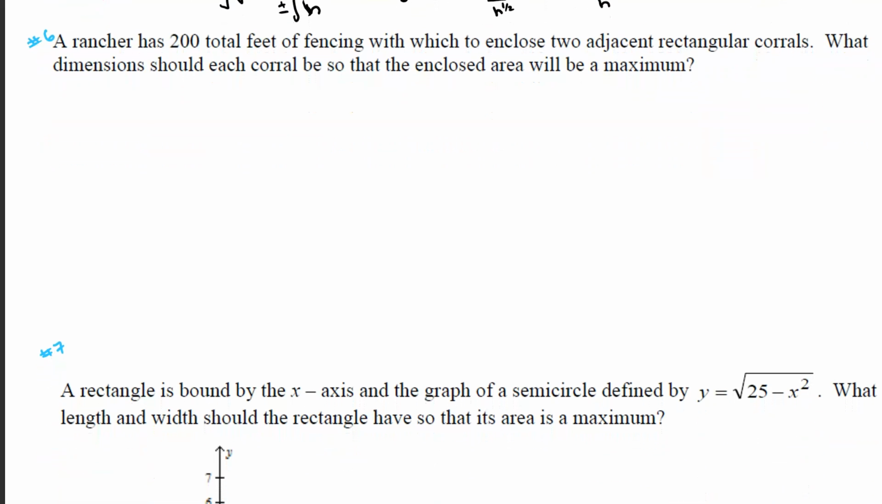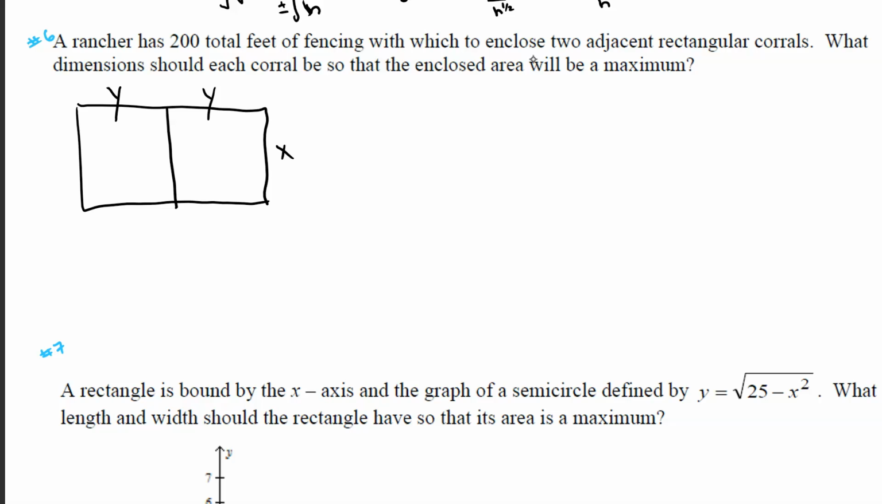All right. A rancher. We're back to the rancher. He has 200 feet of fencing to enclose 2 rectangular adjacent corrals. So we've got rectangular corrals, which means fields, and they're adjacent to each other. So if they're rectangular, they've got different dimensions, right? So let's call this one X and this one Y. So we've got another Y here, another X, another X.